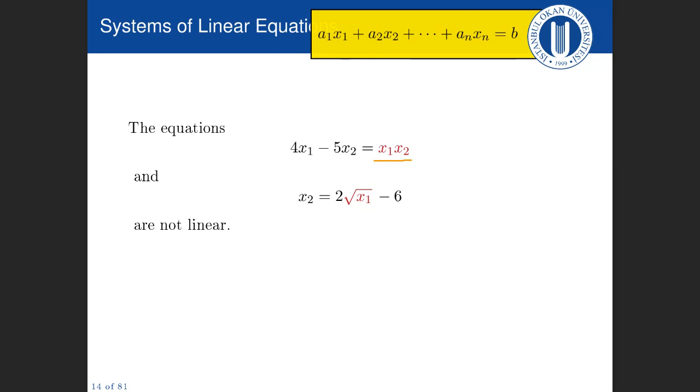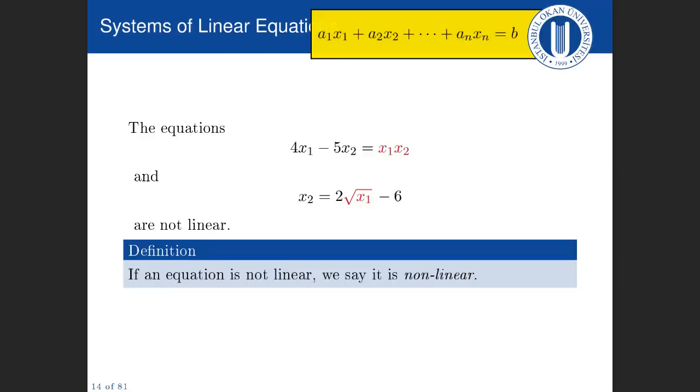The second equation has square root of x1. We're not allowed square roots either. Nothing other than just one variable on its own with no functions of it. If an equation is not linear, then we say it's non-linear.